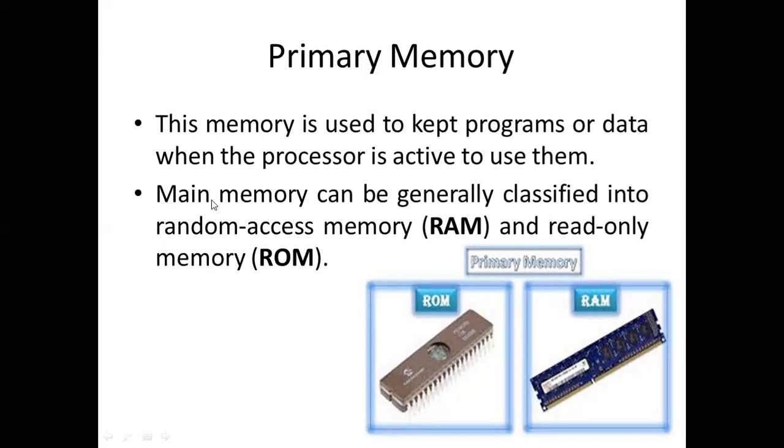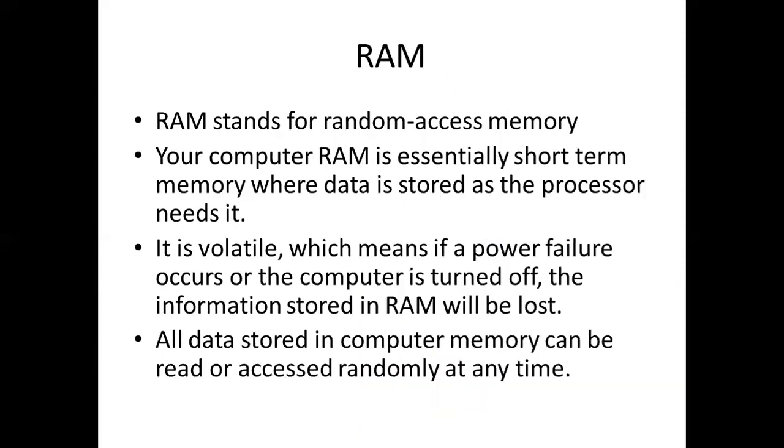The primary memory is also called main memory, which is classified into random access memory, very well known as RAM. It keeps the information, and this is how it looks. And then we have the read-only memory, and this is how it looks. That is called ROM. So let's look into each primary memory, starting with the RAM.